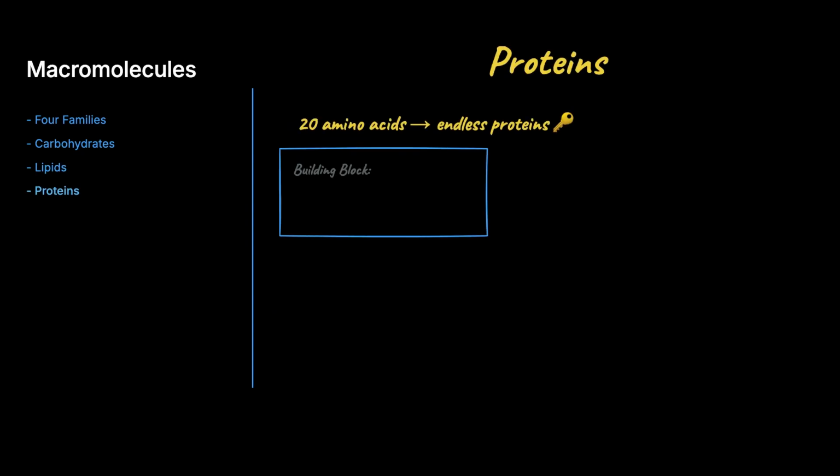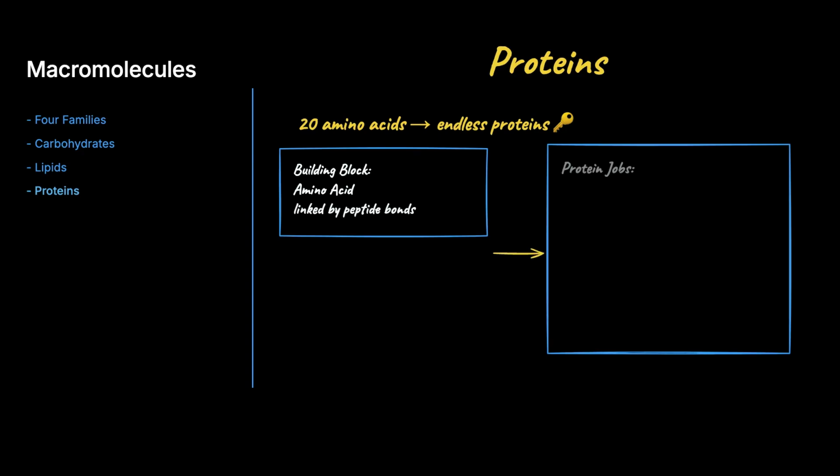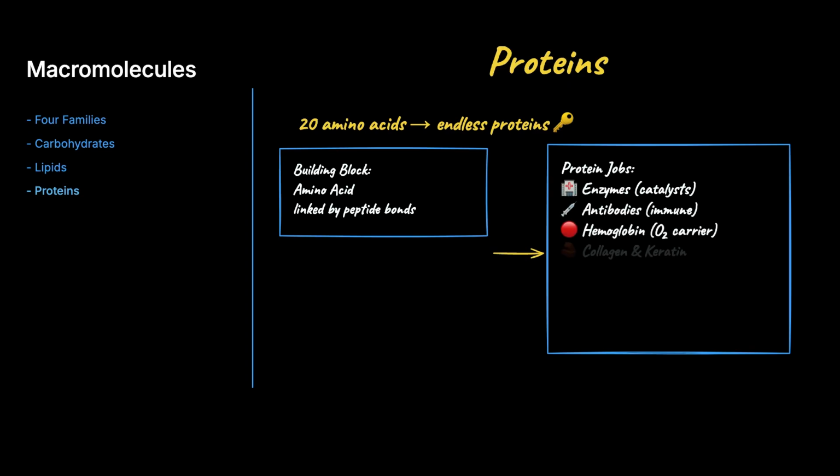Proteins we have met, but they earn a spotlight here. Their building block is the amino acid, and 20 combine in endless orders linked by peptide bonds. The jobs are the widest of any molecule: enzymes, antibodies, hemoglobin carrying oxygen, and structural collagen and keratin. When a question lists a worker molecule, suspect a protein.